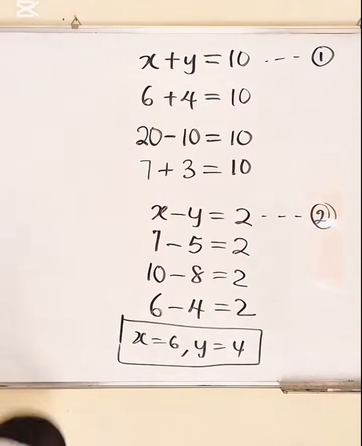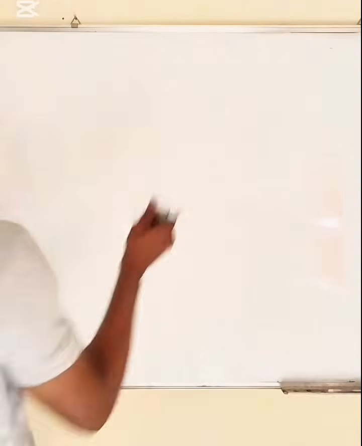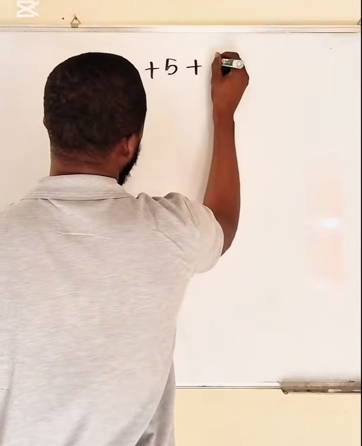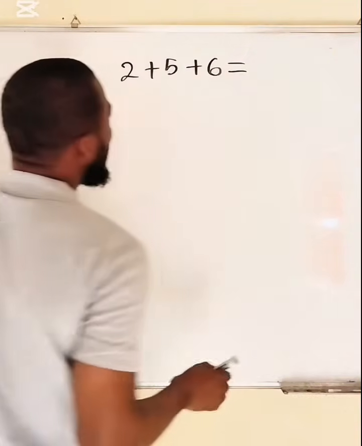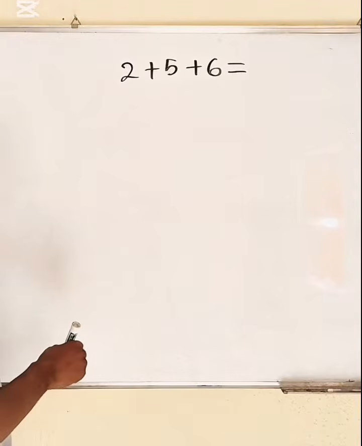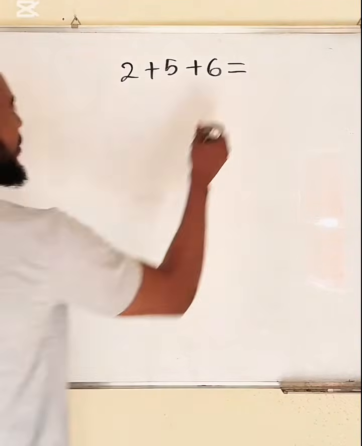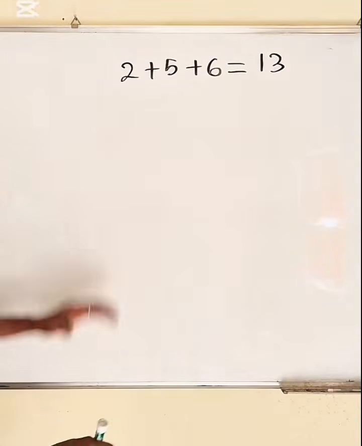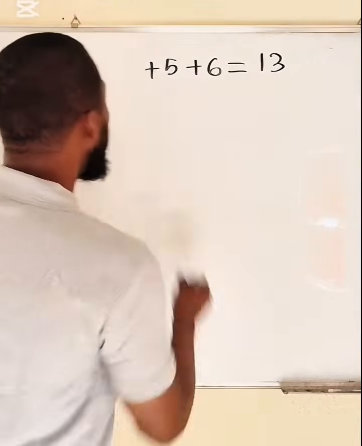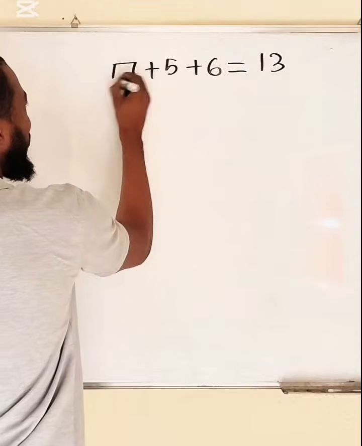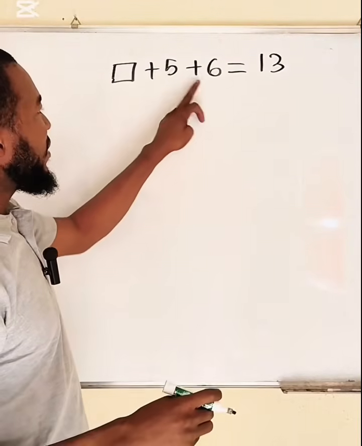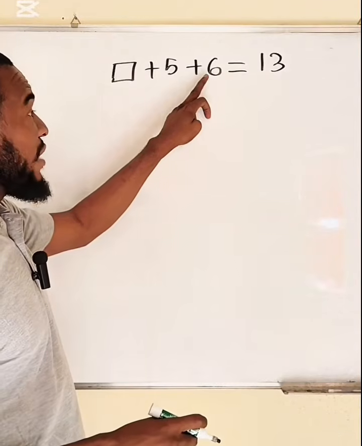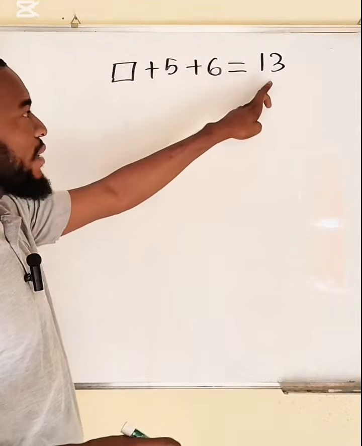So let me give you another example. If to say we have 2 plus 5 plus 6, I know this will give us what? 13, right? This should be 13. I think it is very simple. If we remove 2, we replace it with a box. Because this and this will give us what? 11. And we know that it's only 11 plus 2 that will give us 13.